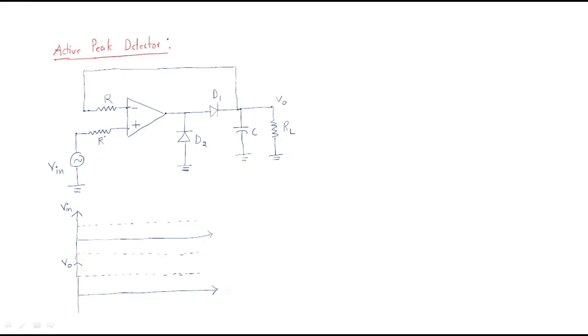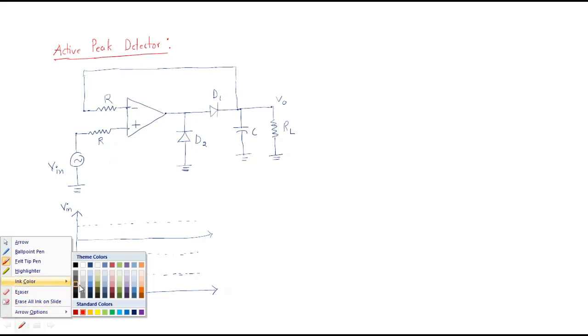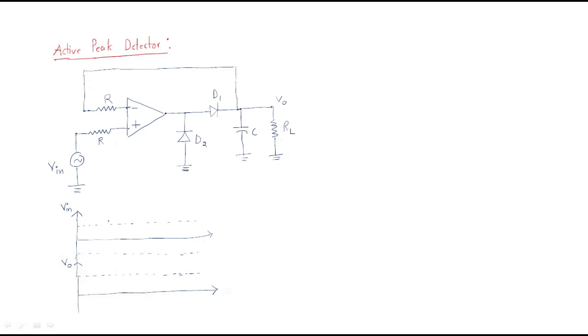For example, if we are giving the input as a square wave, how we detect the peak will be explained here. The square wave is like this. So this is the square wave input voltage. How does it act for this particular condition, where the input is the square wave? This is the positive value.